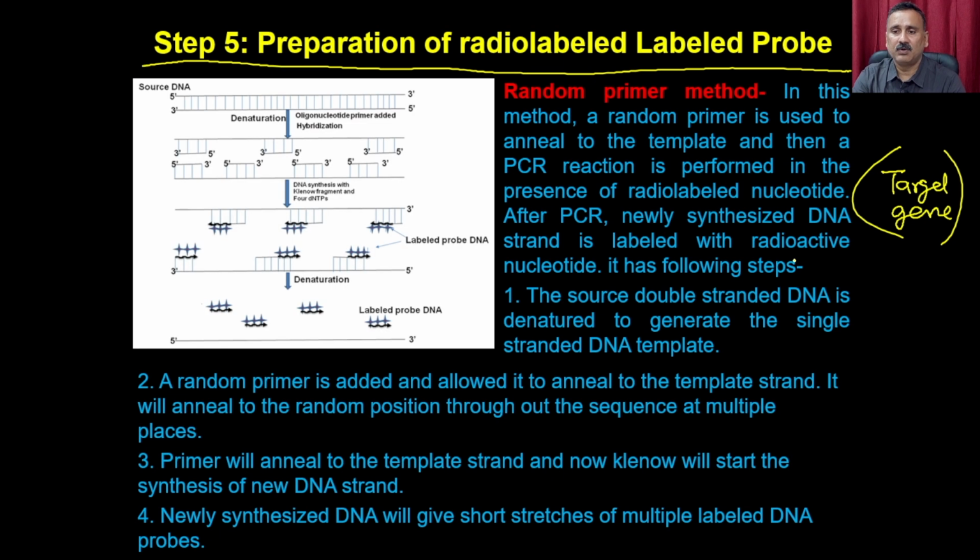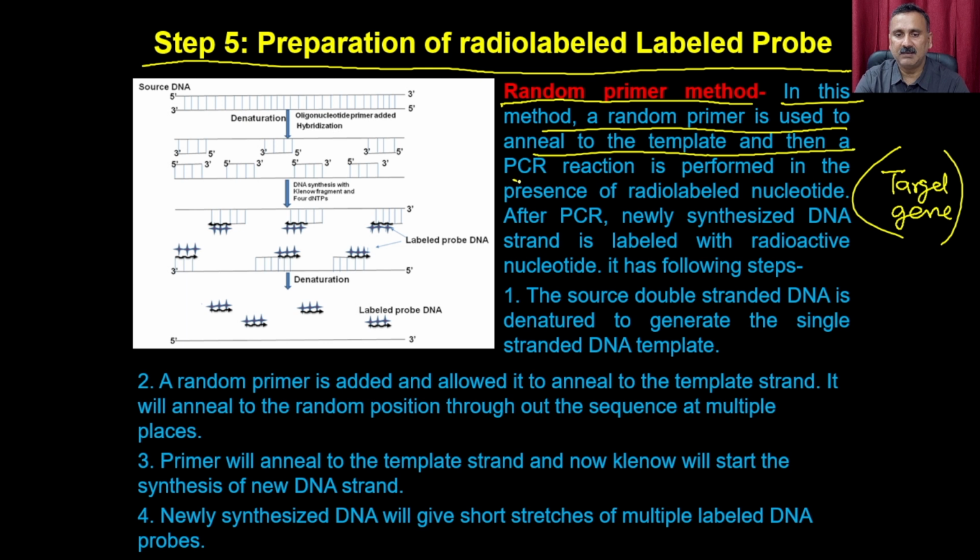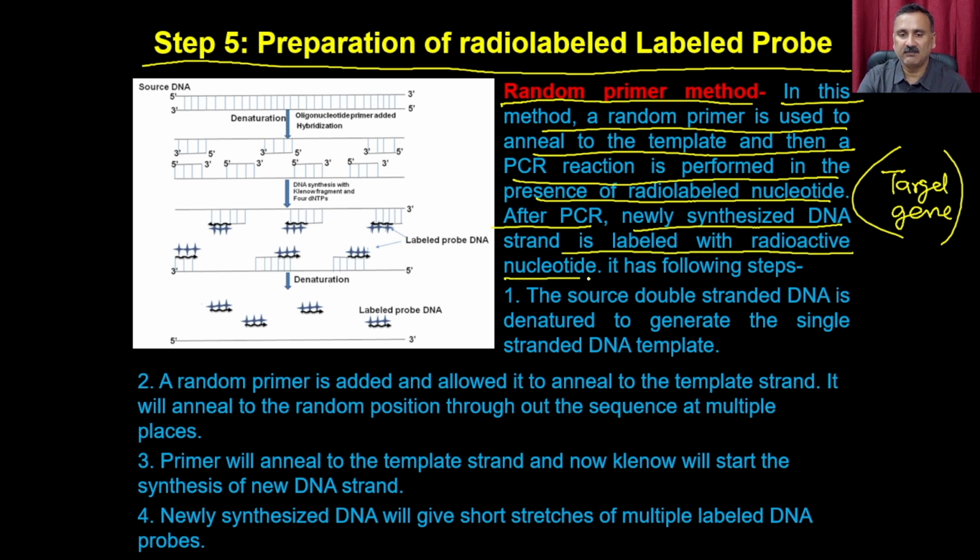Then you do a simple PCR, and with the help of the PCR you can prepare the probe. So, this is just a simple example where you can use the random primer method to prepare a radio labeled probe. In this method, a random primer is used to anneal to the template, and then a PCR reaction is performed in the presence of radio labeled nucleotide. After the PCR, the newly synthesized DNA strand is labeled with the radioactive nucleotide.